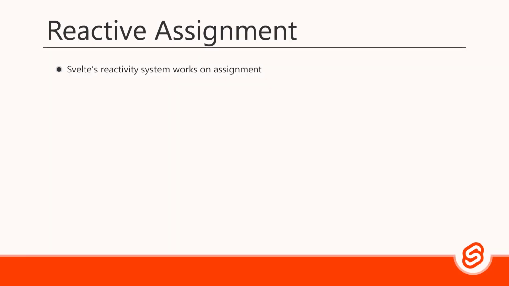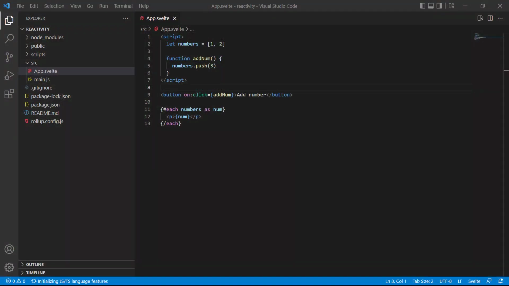It's important to note that the reactive system works based on assignment. That means, when we're working with objects or arrays, directly changing values won't cause an update. Let's say we have an array with two numbers, and a function that pushes a third number into the array when we click a button. If we run the example in the browser and click on the button, nothing happens.